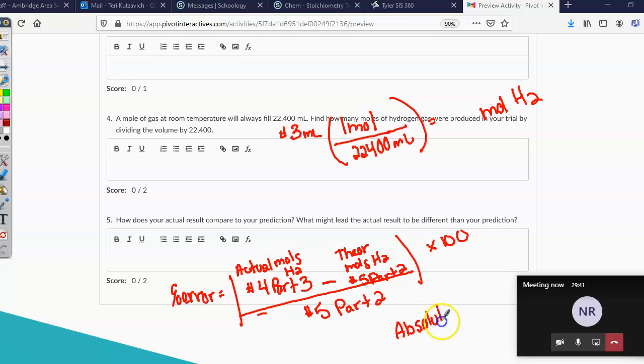So if you get a negative number, make it positive. And then it says what might lead the actual result to be different than your prediction. That's going to be your individual opinions there. All right, so that's how we do the lab.